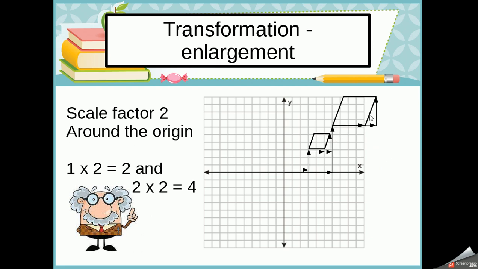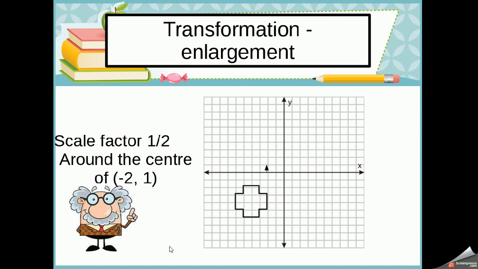And now from that I can draw my parallelogram in. Sometimes once you've done a couple of points you can see where all the others will join up, sometimes it's better just to go counting all the way around. So I could have done 2 to the left turns into 4 to the left and come back 4, and then 2 down and 1 to the left becomes 4 down and 2 to the left, but I've just simply drawn the parallelogram in this case. And there we've enlarged that parallelogram from a scale factor of 2 around the origin.